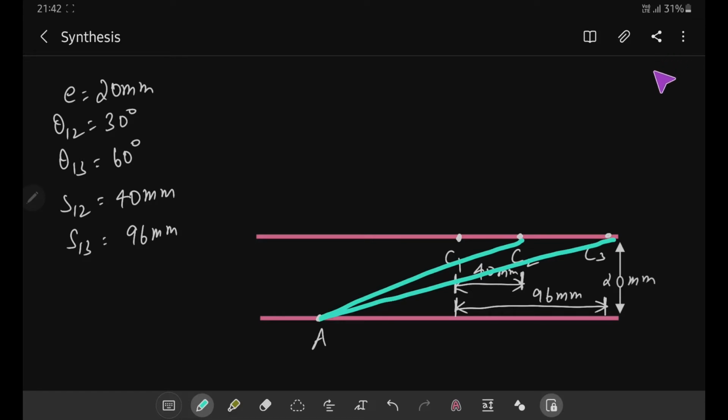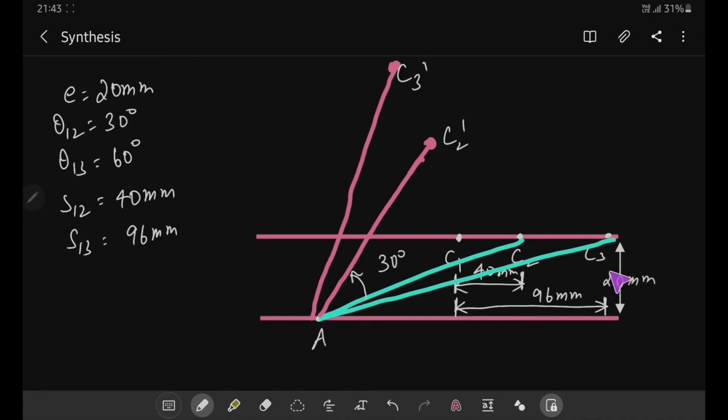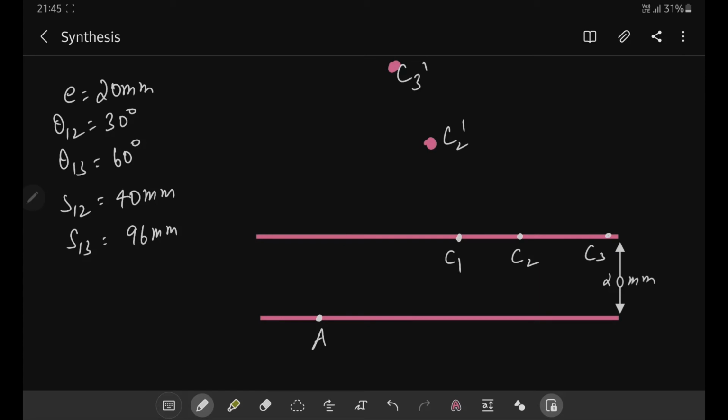Let us rotate the line segments AC2 and AC3 by the amounts theta 1 2, theta 1 3 respectively, that is 30 and 60 degrees respectively. This is the new position C2 dash corresponding to C2, which is rotated by 30 degrees. This is the position C3 dash of C3 when rotated by an angle of 60 degrees. We have now located the points C2 dash and C3 dash. Now let me erase all the other points and lines that are not required. So this is the representation containing only points C1, C2 dash and C3 dash. Now let us join C1, C2 dash as well as C2 dash, C3 dash.